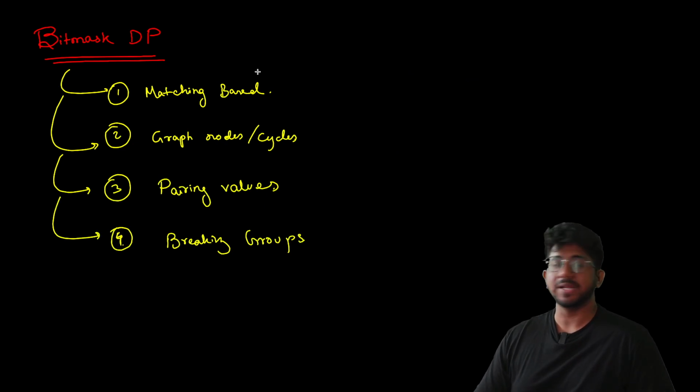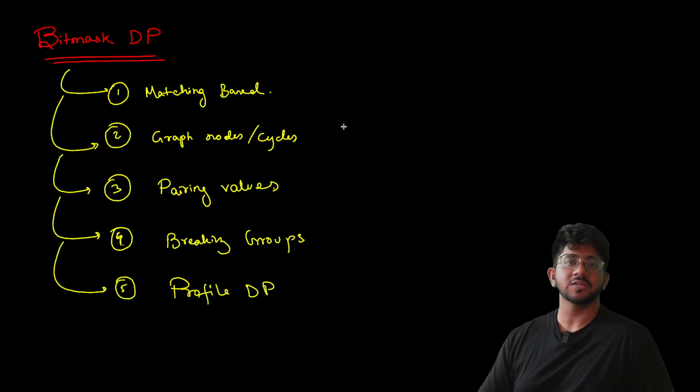Next, you have breaking groups. This is another interesting problem of Bitmask DP, such that, for an example, given a graph, you have to find out the minimum number of edges to delete so that the graph becomes a DAG. There are no more cycles, right? This is a very, very interesting property of DAGs that you can exploit to solve this problem, right?